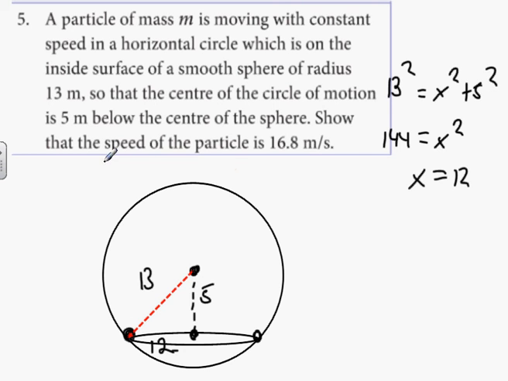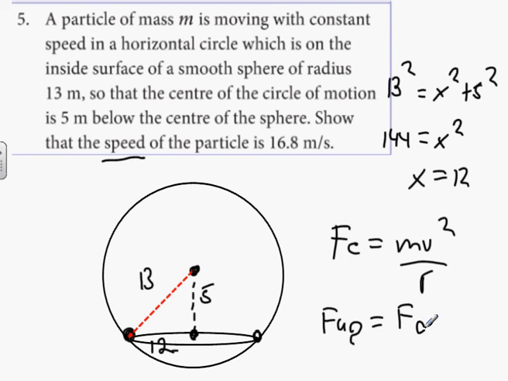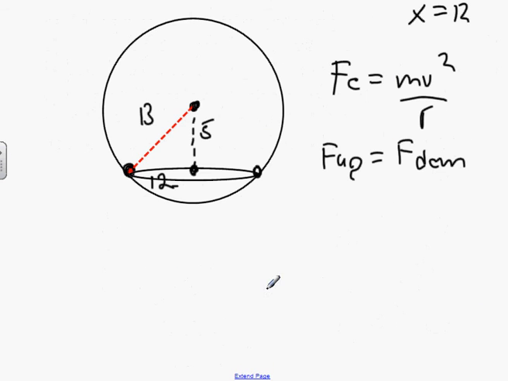Now, show that the speed. Which formula are we going to choose? Does it say angular speed? No, it says speed. So our centripetal formula has been chosen for us. There you go. And we also have to do force up equals force down. Okay, so force up equals force down, and then all the others. So first of all, let's start with forces up versus forces down.